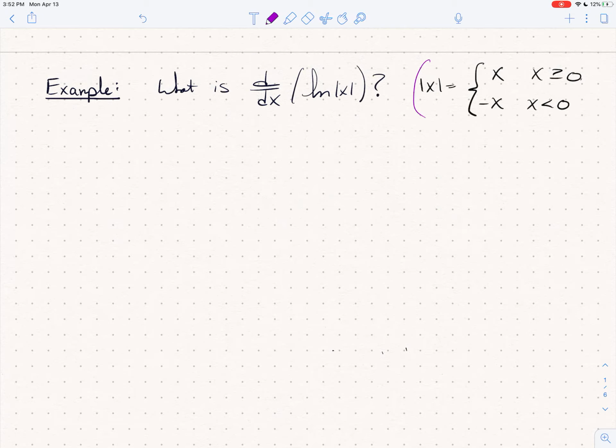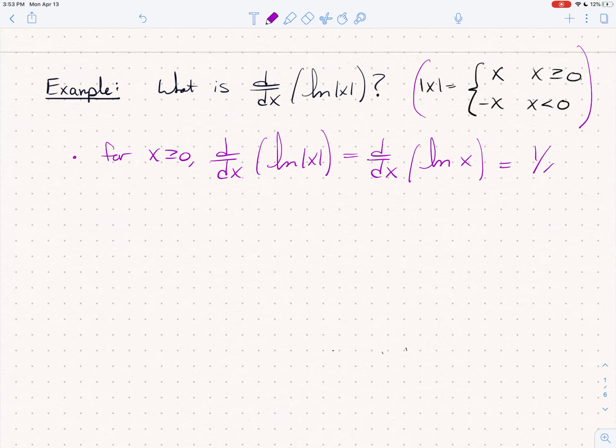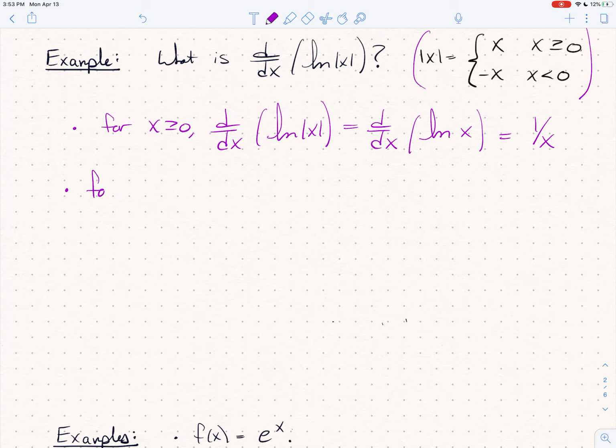So let's recall that the absolute value of x is just x when x is greater than or equal to 0, and it's negative x when x is less than 0. And so now I'm going to work through this. For x greater than or equal to 0, the derivative of the natural log of the absolute value of x is the derivative of, well, if x is bigger than or equal to 0, absolute value of x is just x. So this is the derivative of ln of x, which we know from before is just 1 over x. So we've got that one. That's easy enough. What about when x is less than 0?